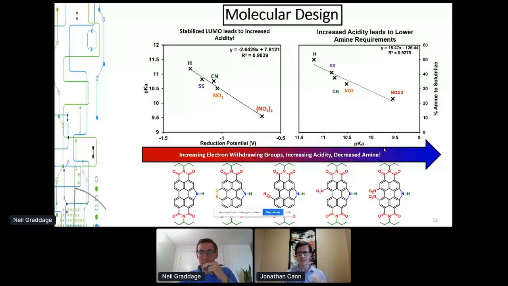So not only is it a theoretical, oh, we probably have to use less base, but in our actual casting conditions, we're able to solubilize those dyes using a lot less base and a lot more aqueous solvent. So we're moving from a very organic, very potentially dangerous environmental type printing conditions to nearly fully aqueous conditions. Thank you.